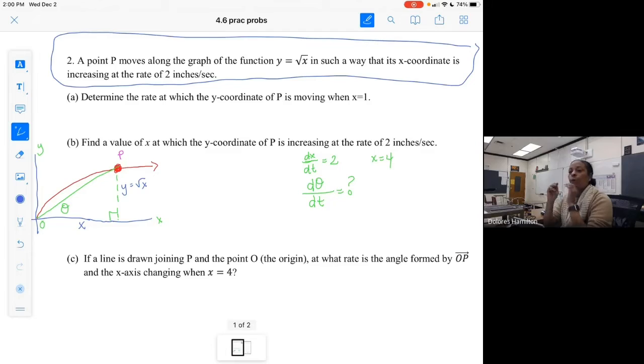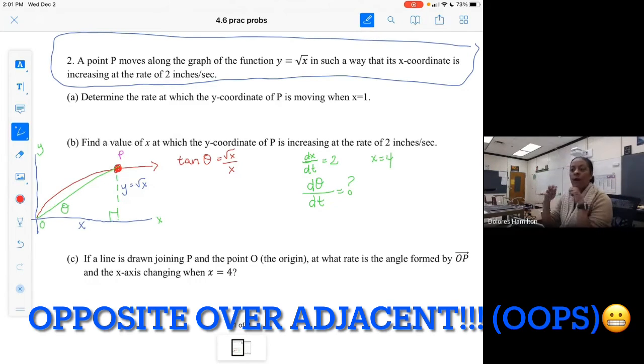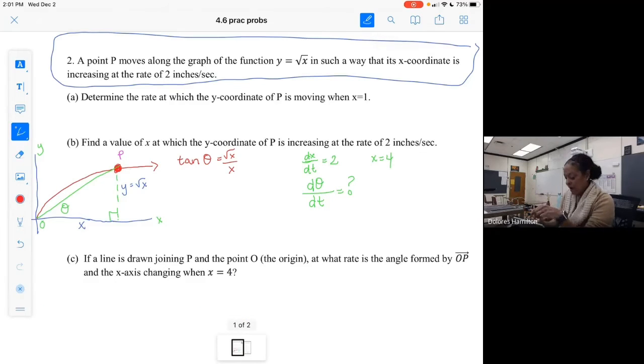Here's my question. So our next objective is, if I need to find d theta dt, I need to come up with an equation that relates my theta to my x. What equation relates my theta to my x? Think about it. And I hope that you thought TOA, tan of theta equals opposite over hypotenuse. And since I'm going to be deriving, I'm going to simplify root x over x to be x to the negative 1/2. Perfect. Now what's happening?